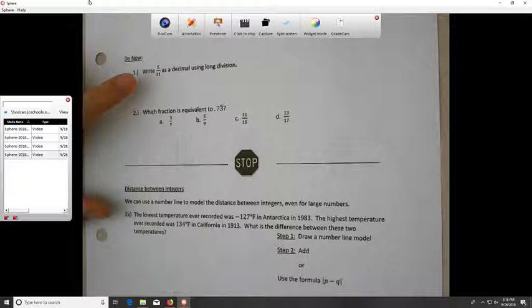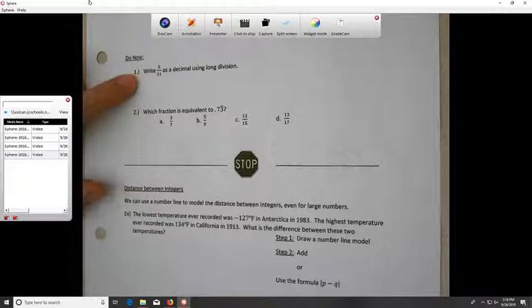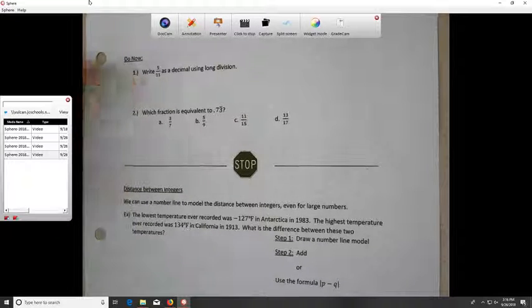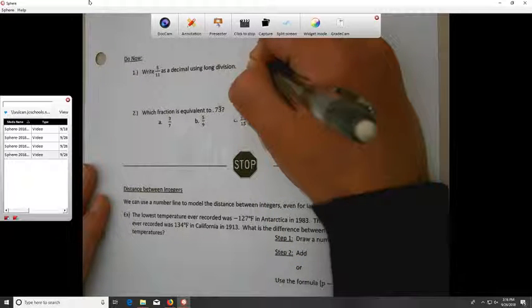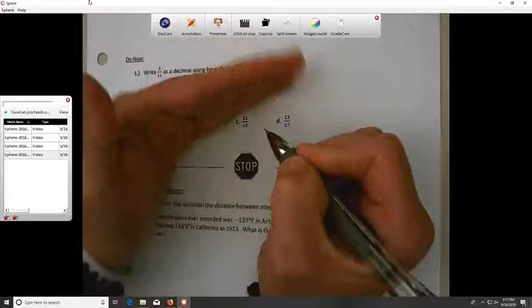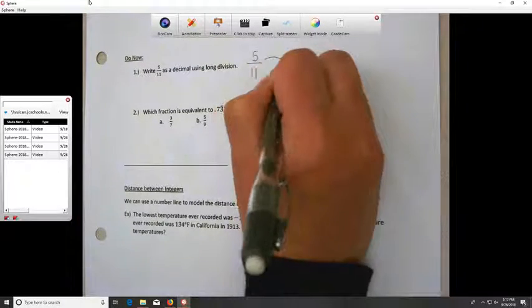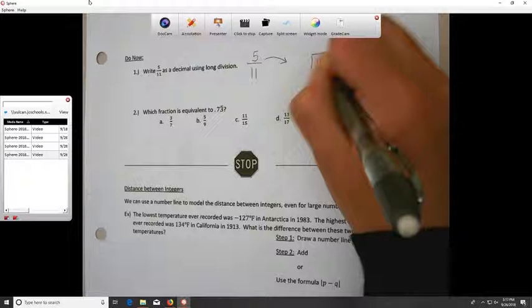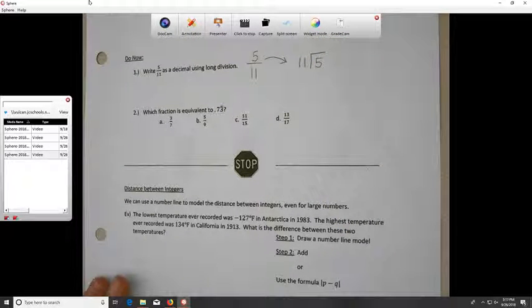So the first question says to write 5/11ths as a decimal using long division. So that means you can't just type it into your calculator and write down the answer. You need to actually show the steps for the long division. So all I'm going to do is take the fraction and imagine that I just tip it over on its side. Alright, so if I were to tip that over, the 5 would end up on the inside and the 11 would be on the outside.